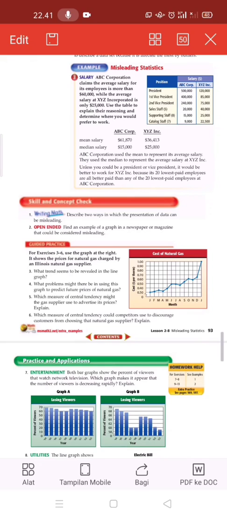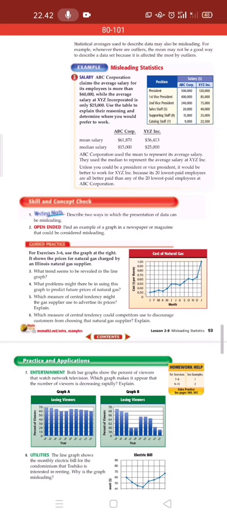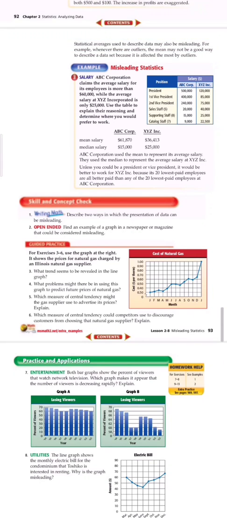Skill and comfort checks. 1. Writing. Describe the way in which the presentation of data can be misleading. 2. Open-ended. Find an example of a graph in a newspaper or magazine that could be considered misleading.